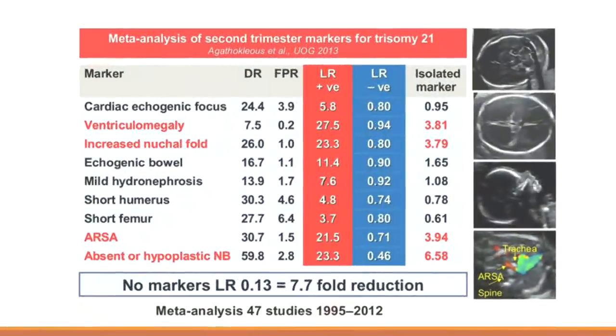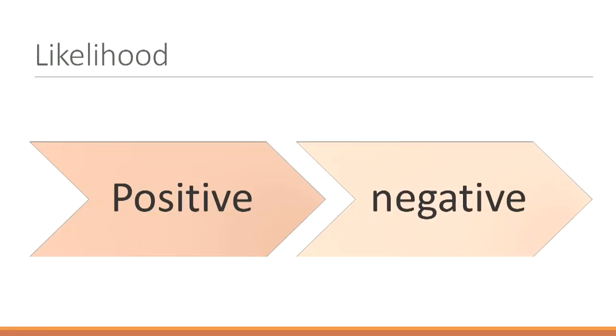The first thing is the positive likelihood ratio, that is the chance that a baby will have Down syndrome if any of these markers are present, and the second thing is the negative likelihood ratio, that is the chance that this baby will not have Down syndrome if these markers are absent. So in likelihood ratio you have positive likelihood ratio and negative likelihood ratio: the chance that a baby will have Down syndrome if a marker is positive, and the chance that the baby will not have Down syndrome if the marker is absent.